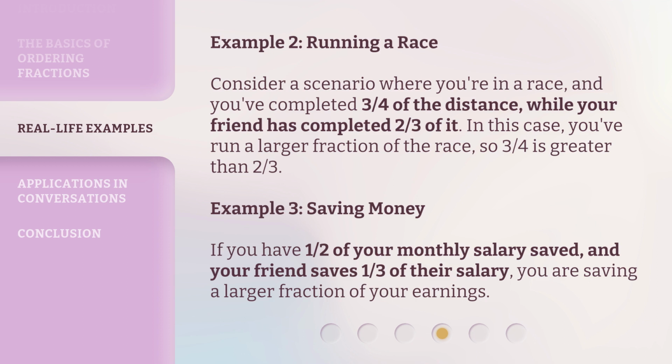Example 3. Saving money. If you have 1/2 of your monthly salary saved, and your friend saves 1/3 of their salary, you are saving a larger fraction of your earnings.